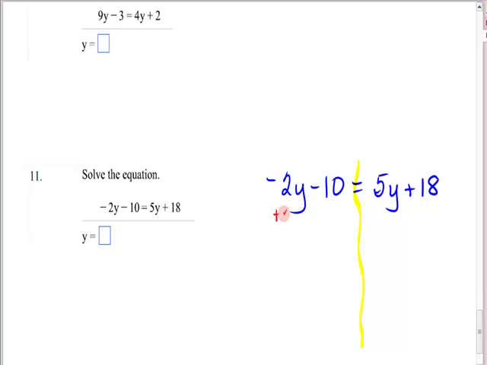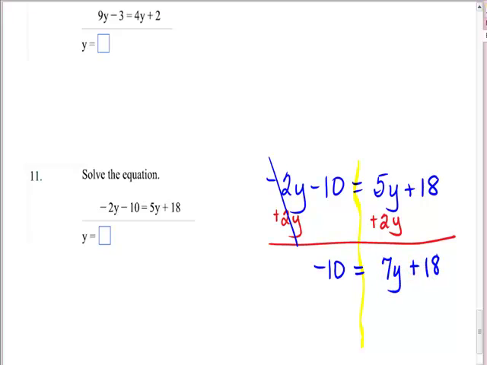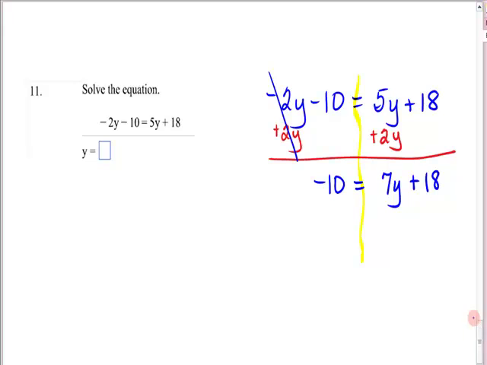I choose to get rid of the -2y, so I'm going to add 2y to both sides. That leaves me with -10 is equal to 5y plus 2y is 7y plus 18. Focusing your attention over here, is there a constant to get rid of? Yes. I'm going to subtract 18 from both sides. Remember, you're using your addition rules. Negative and a negative, add them up for -28 is equal to 7y, and those are gone.